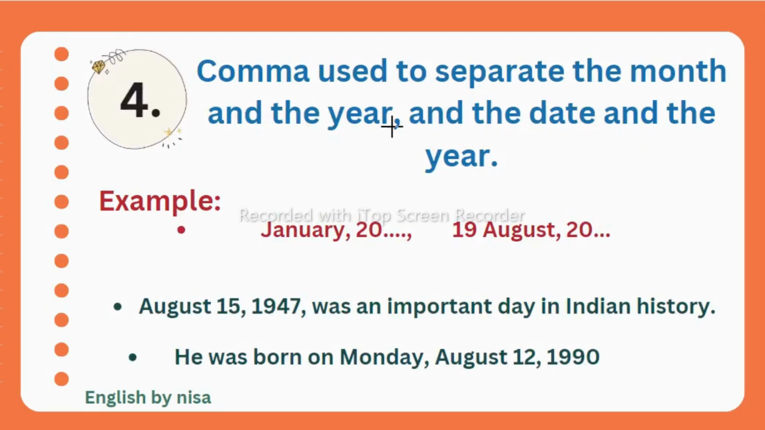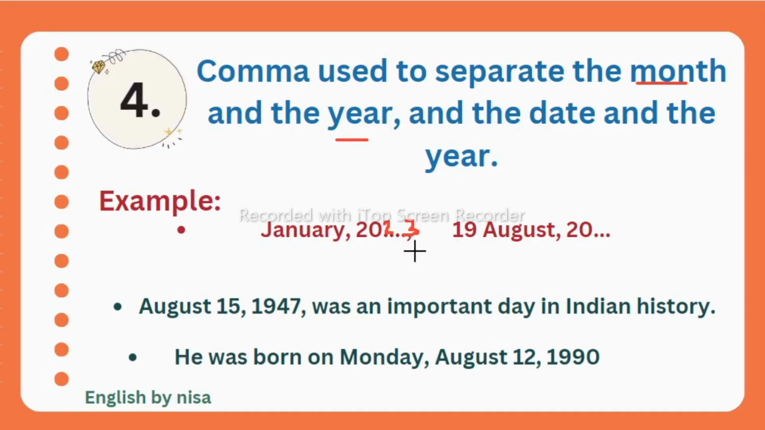So here we use a comma to separate the month and the year, and the date and the year along with the date. Whenever you get the date along with the year, you have to separate it. For example, here we have the month and also the year. It could be 2023 or any year.